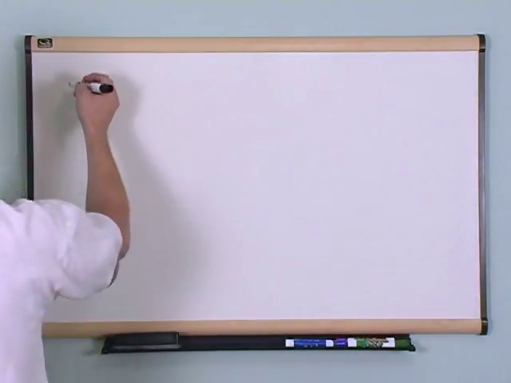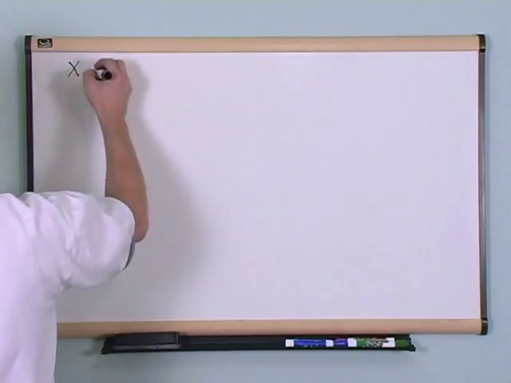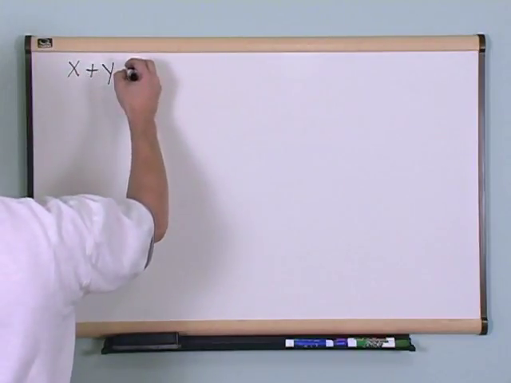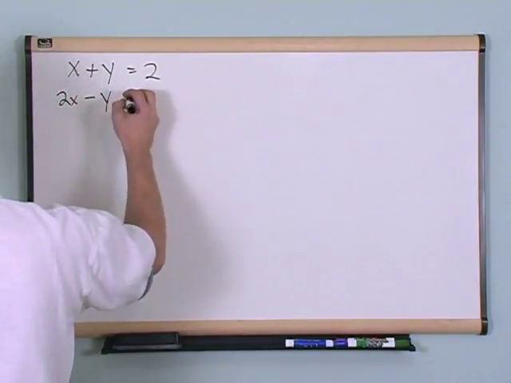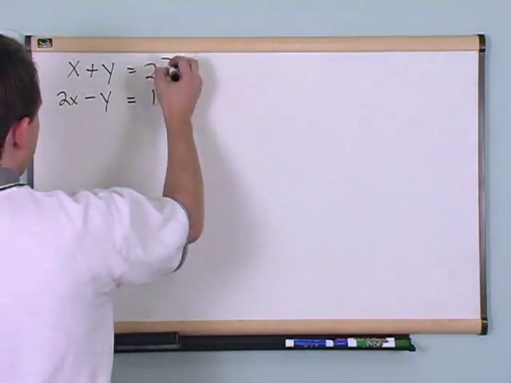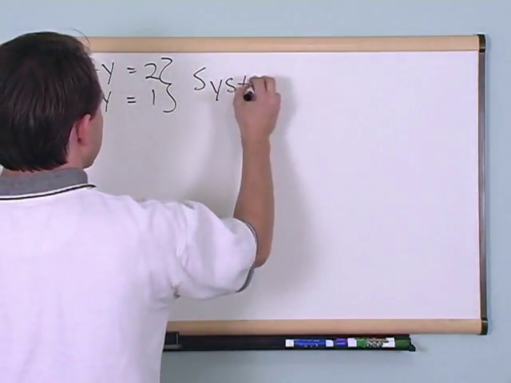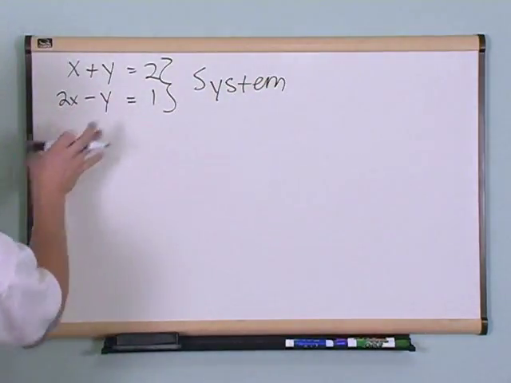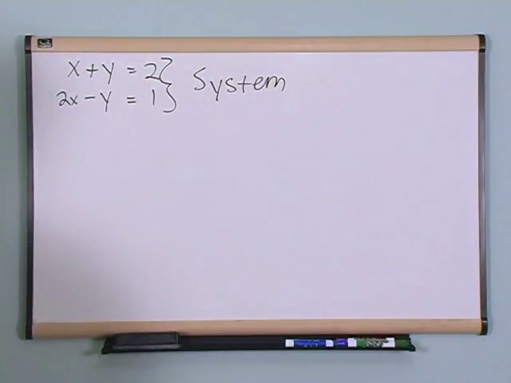But before we go there, let's do a couple of warm-up exercises. Let's say I have two lines, x plus y equals 2, and 2x minus y equals 1. This is what I call a system of equations. This is an equation and this is an equation, and together they're called a system of equations.